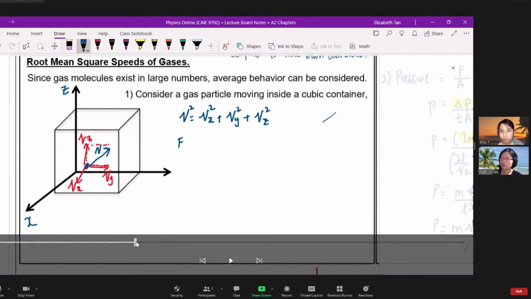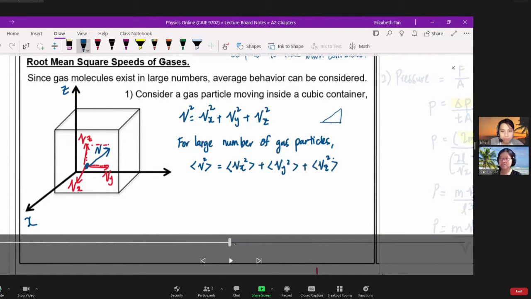However, for a large number of particles, we have to take the average. This is a kind reminder that for your root mean square topic, for this chapter, we use this angle bracket to represent mean. In maths, they use the bar, remember the x bar? Here we do the bracket like this in CIE A level. You shouldn't be confused, they mean the same thing. It means average. So for a large number, I can just take the average for all 3.